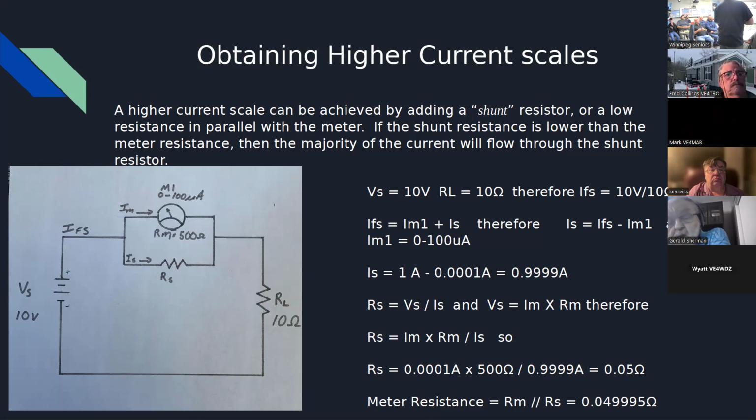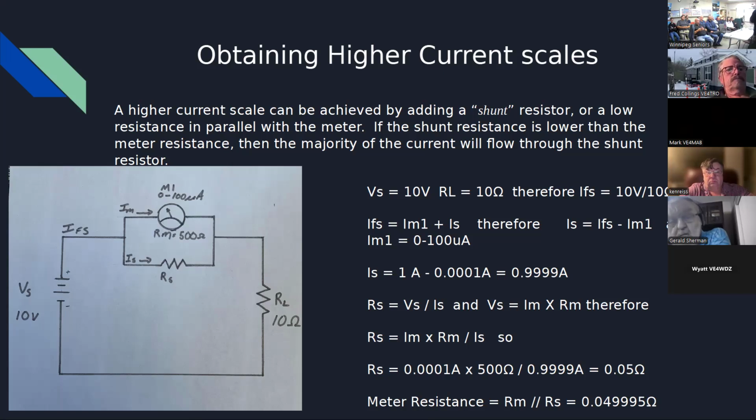So we would have to put in a shunt resistor, which is just a parallel resistance. Right? So basically, we can have 100 microamps flowing through our meter and 0.9999 amps flowing through our shunt resistor. So we can calculate out that shunt resistance. I've put the math up there for you if you want to go through it, but basically it's just Ohm's law. So it works out that our shunt resistor is going to be 0.05 ohms.